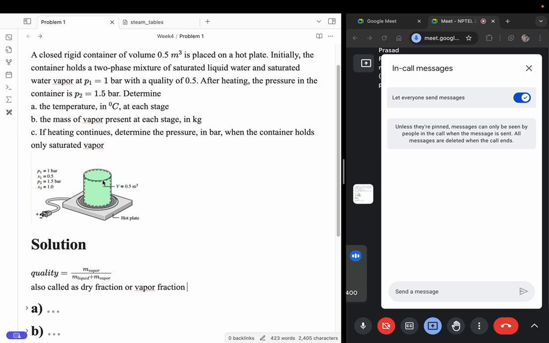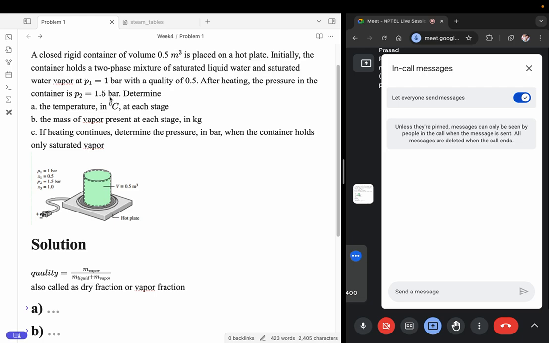In order to fix the state, you need to know at least one of the properties. So it is specified here that the final pressure is 1.5 bar. So at 1.5 bar, what is the temperature? That's the first question. The next one asks, at this final stage, what will be the mass of vapor present in the container? And third, they ask that if the heating continues, so if you keep on heating that particular mixture, determine the pressure in bar when the container holds only saturated vapor.